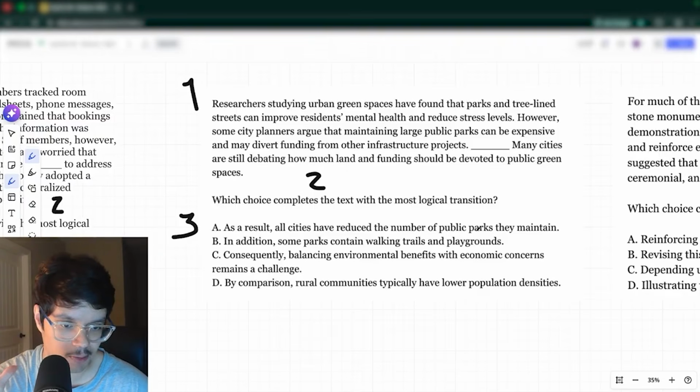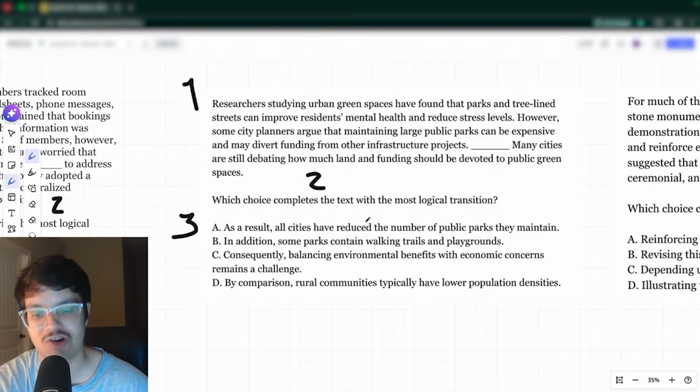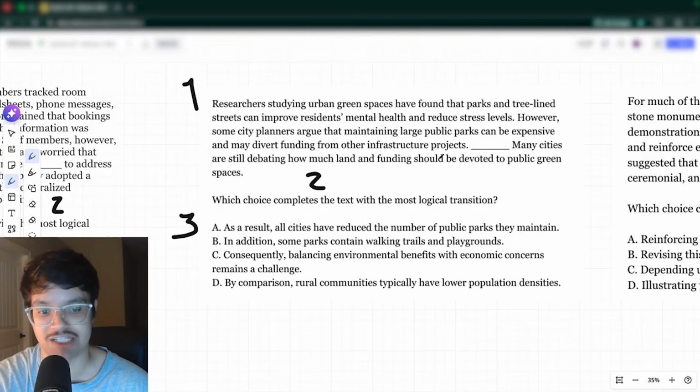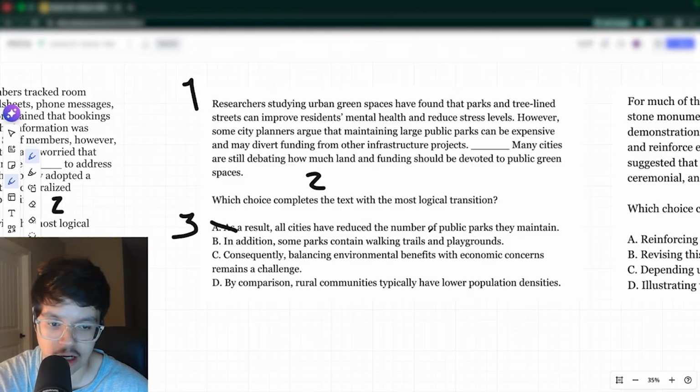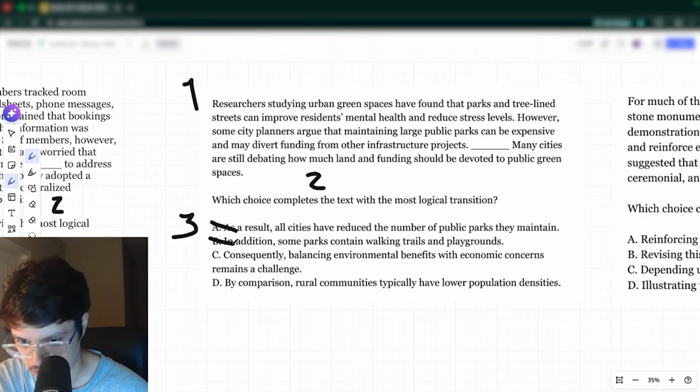All cities have reduced the number of public parks they maintain. Okay, so that wouldn't really make sense. It's not like all of them have just randomly found the amount of money that they need to do this. B, in addition, some parks contain walking trails and playgrounds. Okay, that doesn't really have anything to do with it.